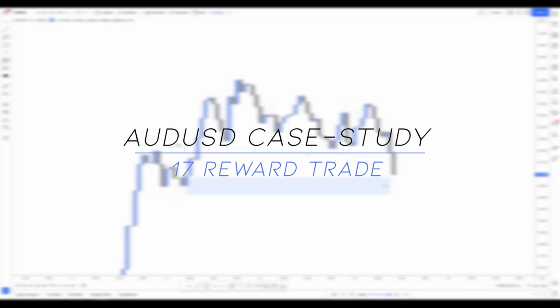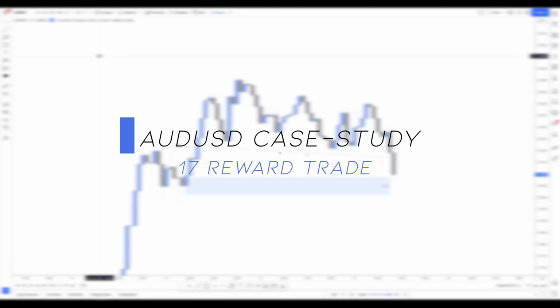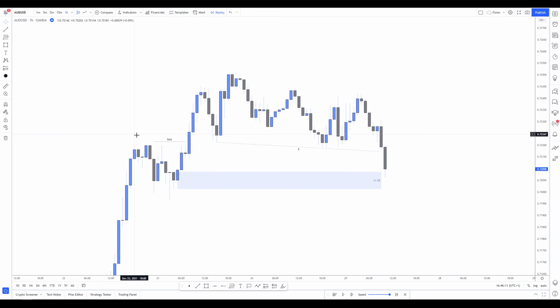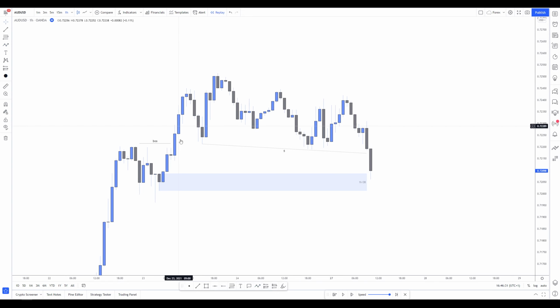Today we're gonna look at an AUDUSD 17R trade, and let's dive straight into it. Price made higher highs and higher lows right here, broke structure above right here, and I was looking for price to come back into this order block to mitigate and then potentially make a bullish move.